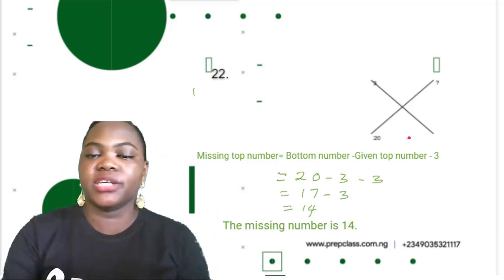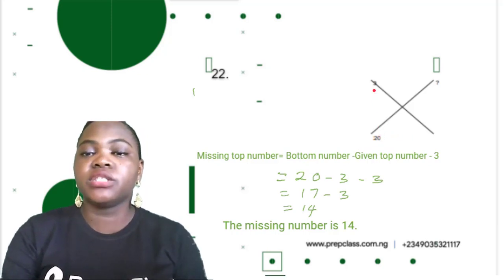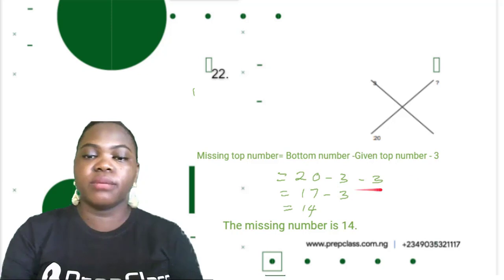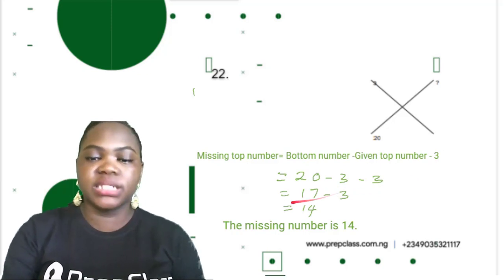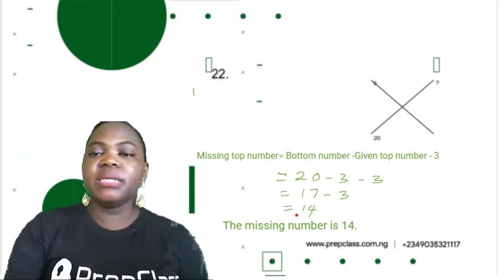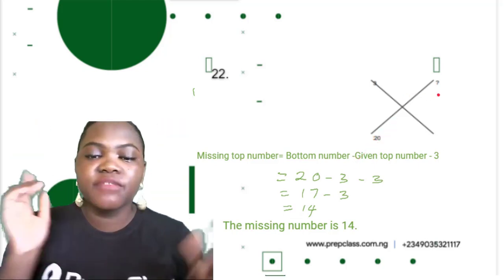So the bottom number here is 20. 20 minus the given top number, which is 3, then minus 3. That's 20 minus 3 minus 3. 20 minus 3 is 17. 17 minus 3 is 14. So that means that the top number is 14.